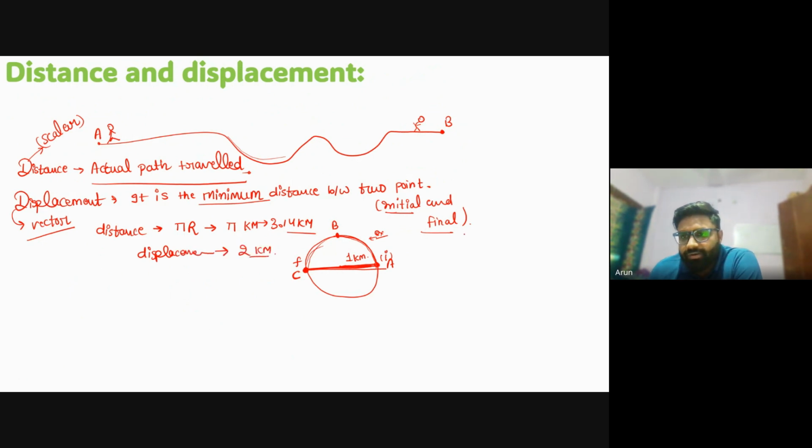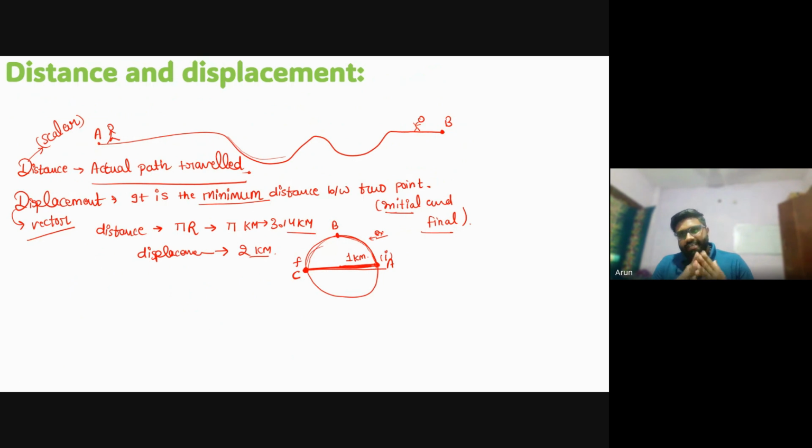Very good, student. You have answered it. So JNV Ramnagar is saying that the answer is 2 kilometer. Very good. JNV Yanam students also agree with that. So this is distance and displacement. For distance, you need to calculate the actual path that is being traveled. And for displacement, what is the minimum distance? That is the only hack.